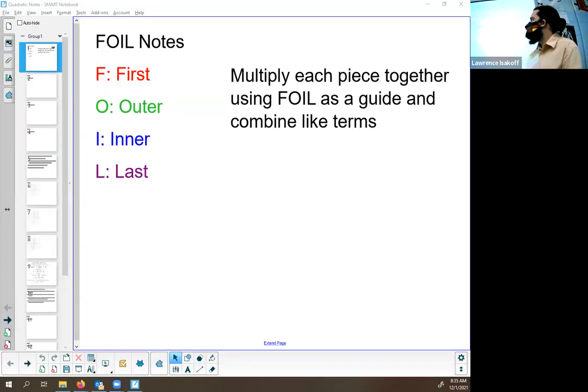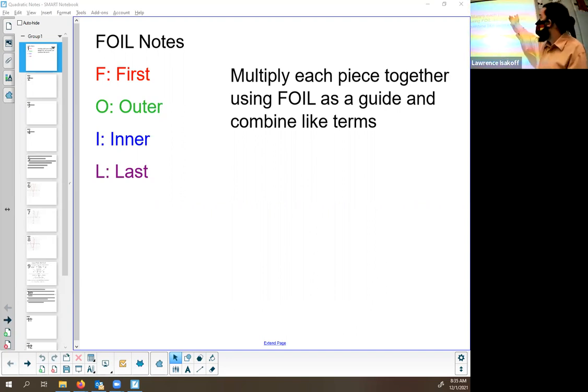So today we're going to start our notes on FOIL, and this is just multiplying binomials. So we're going to make quadratics here. So FOIL, I keep saying that word, like, what are you talking about, FOIL? Well, FOIL is an acronym. It simply stands for first, outer, inner, last. Easy way to remember things.